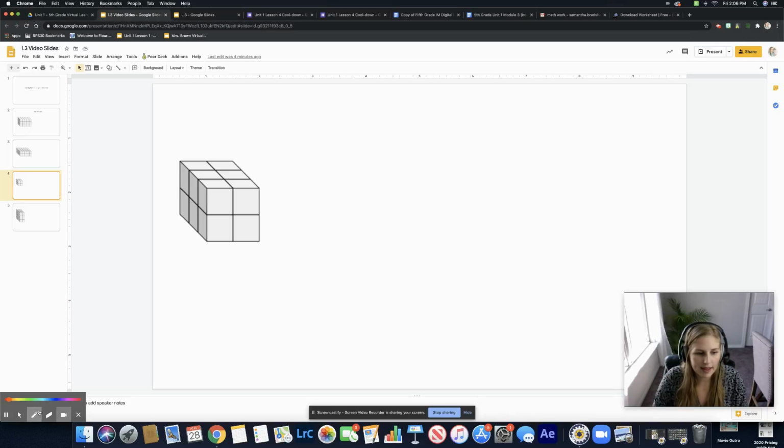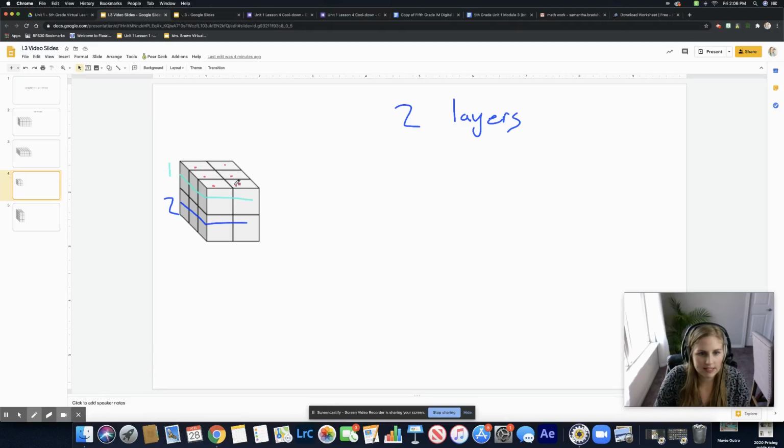All right, welcome back. Let's try it together. So I can see that this figure has 1 layer, and a second layer. So 1 layer, 2 layers. So there's 2 layers. And I need to figure out how many blocks are in each layer. So 1, 2, 3, 4, 5, 6. 6 blocks per layer. So 6 times 2. And if I know my math facts, I know 6 times 2 is 12.